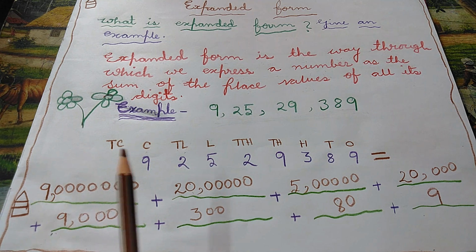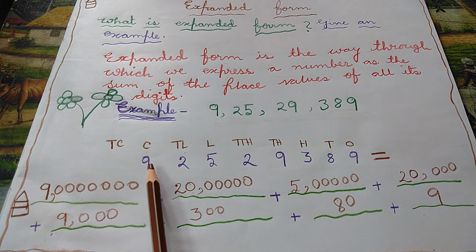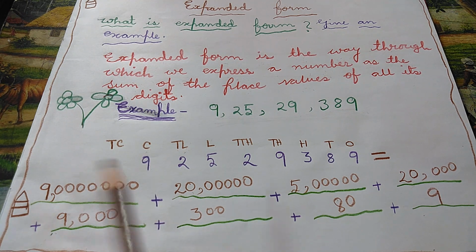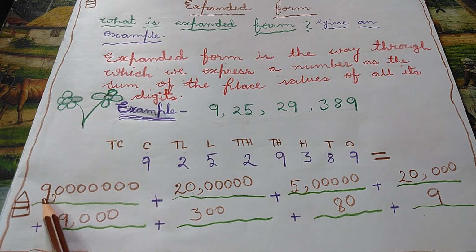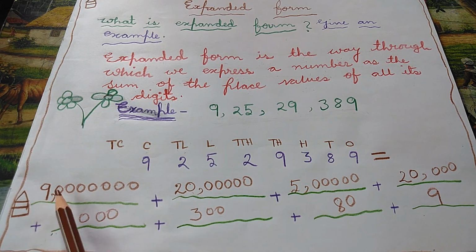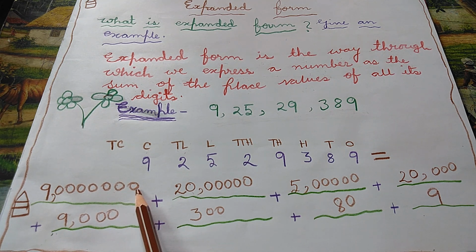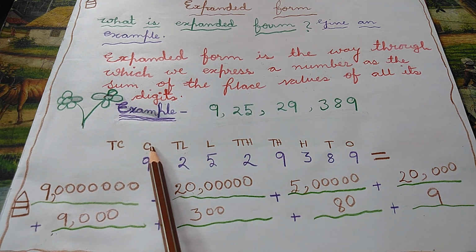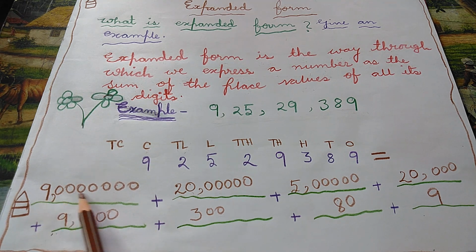Now start from your left side. 9 crore. How to write 9 crore in number? Write 9. In crore, how many zeros are there? 7 zeros. 1, 2, 3, 4, 5, 6, 7. So 9 crore, we have to write the number like this way.